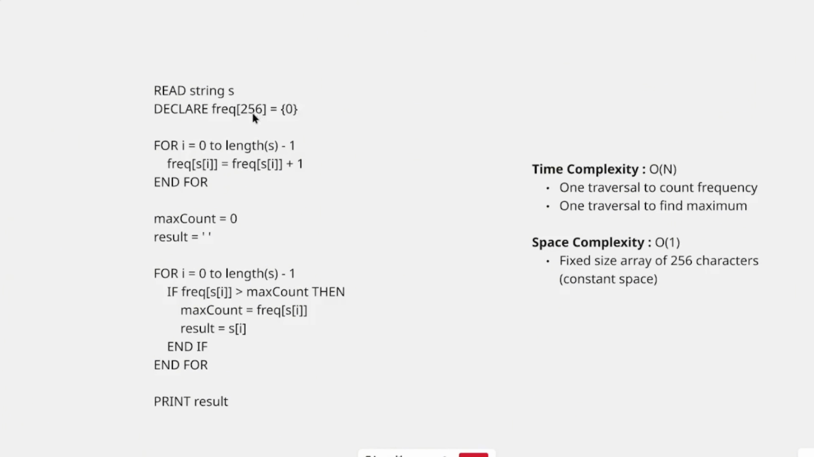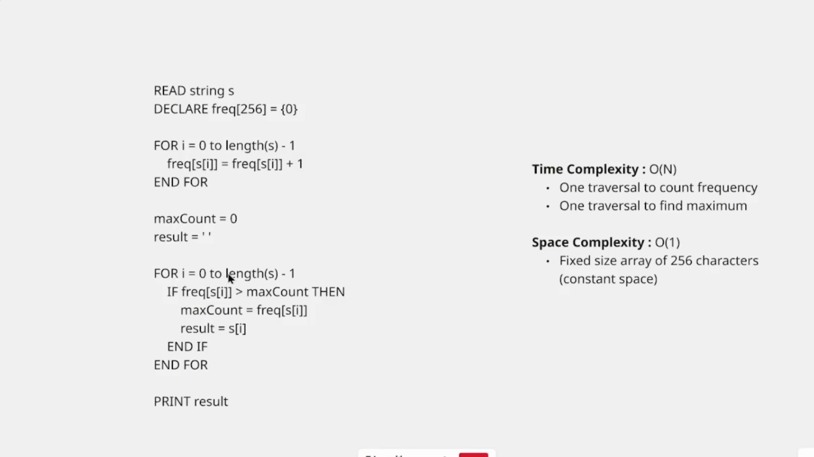And we are creating an empty array. In a for loop, from the zeroth index to the last index we are traversing. And after traversing, we are counting: frequency of s of i equals frequency of s of i plus 1. After that we are going to find the maximum, and here we store the result. Result is a variable to store the result.